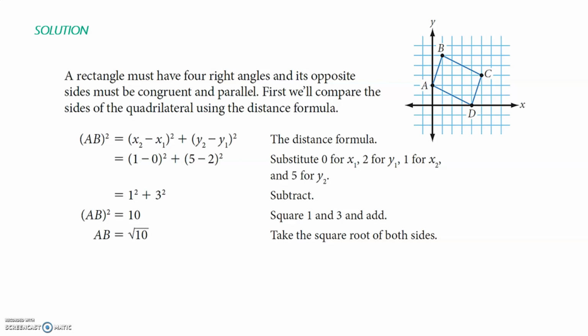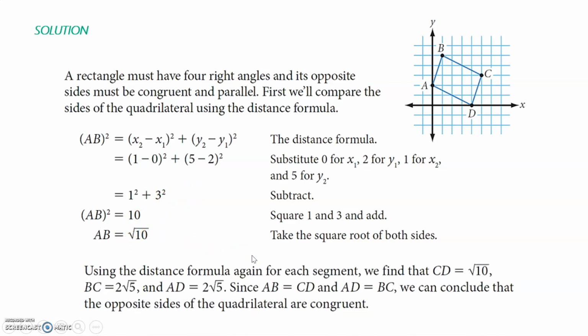So that's kind of unfortunate, but anyway, when they use the distance formula, they have the square root. It would be the distance equals the square root of all this, so it'd actually be the square root of 10. And then, using the distance formula again, they find that CD is also the square root of 10, so those would be sides that are equal.